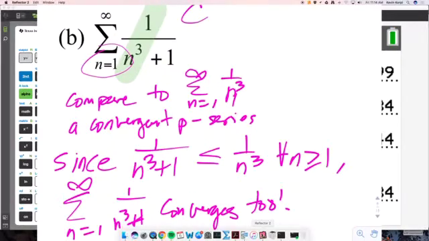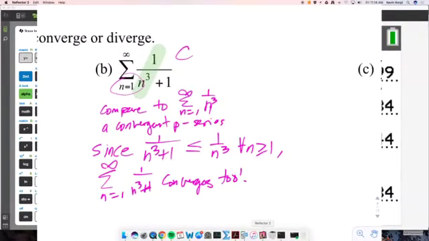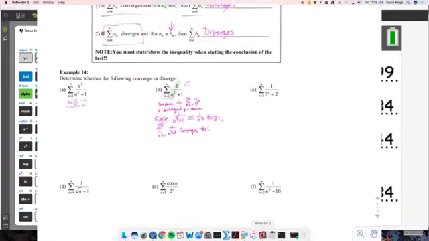Now, what if that had been 1 over n cubed minus 1? Would your intuition still tell you it would converge? Yes, but would we be able to do the direct comparison test? No. Okay, we would not. So in reality, that plus or minus 1 doesn't really affect it converging, but it does affect the test that we could use to prove it. We would have to use a different test, which would be called the limit comparison test.